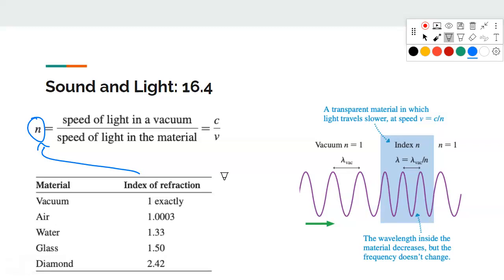And you can see that c is a letter that we reserve in physics. Sometimes you'll see it for any velocity, which is really confusing, but generally it's reserved for the speed of light in a vacuum. And so c equals nv, where v is the speed of light in a material.